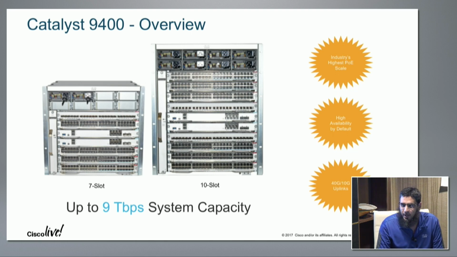It has industry's highest PoE scale and comes with 40 gig and 10 gig uplink options on the Supervisor, right? So it has 8x 10 gig uplinks, or you can use 2x 40 gig, up to 80 gig of uplink bandwidth that you have. Can I ask a question about the 9300?